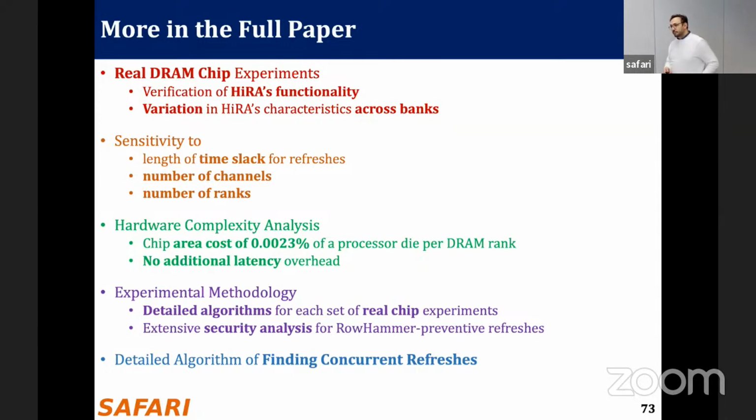But theoretically, if you want to perform something with a row, you can choose any subarray that is not physically adjacent, right? You can choose a row from a subarray that is not physically adjacent to the rows that you're going to operate. That means that if you have 100 subarrays and you're going to read from row A from a subarray, you can use all the other rows in the 97 subarrays, right?